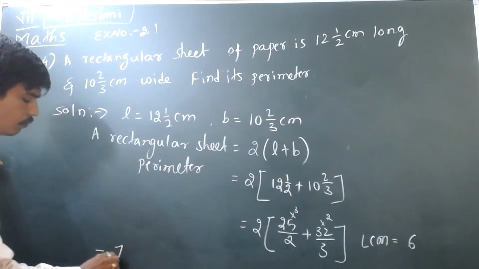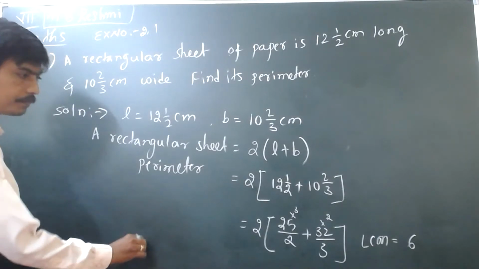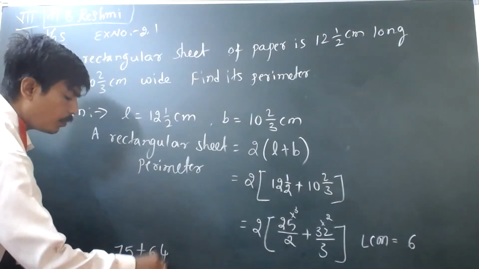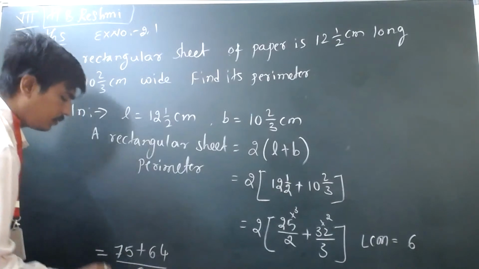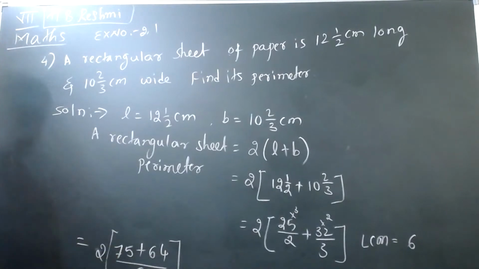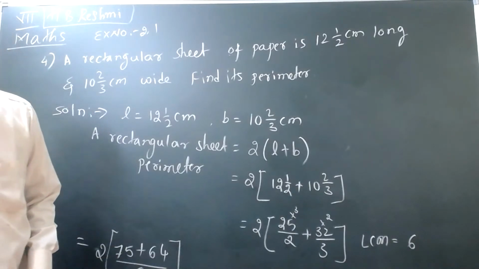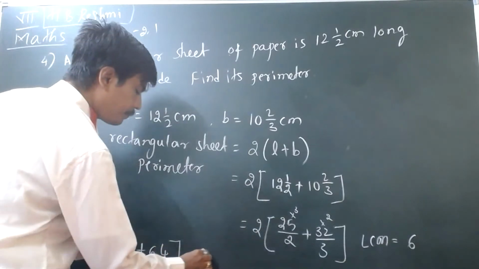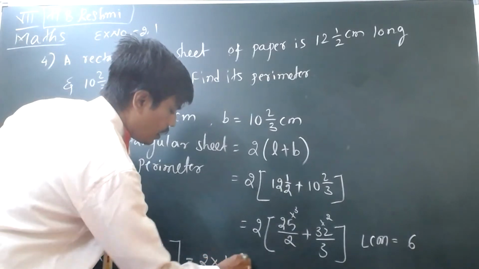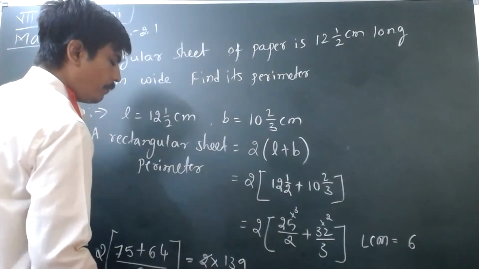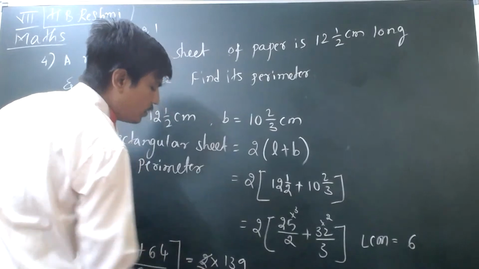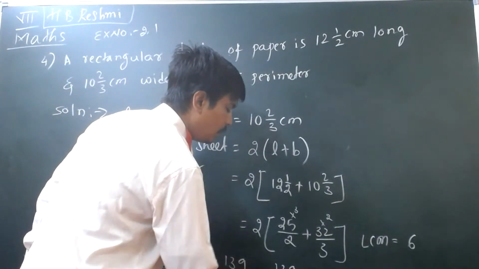25 threes are 75, plus 32 into 2, 64. That is 64 upon the LCM, 6 (the LCM is 6 into 2 into 2). Now you can simplify this. Add 75 plus 64. It will be 139 upon 6. And if I simplify, 2 ones are 2, 2 threes are 6. So I got this answer as 139 by 3.